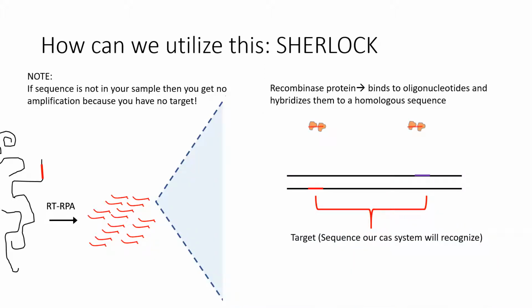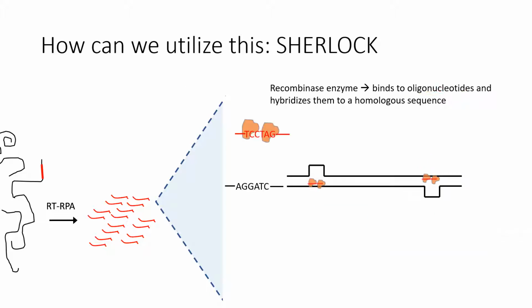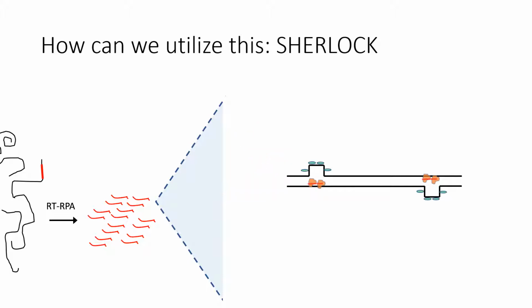So we have this recombinase protein that binds to oligonucleotides. This is what we feed it. These are the primers, made to target a homologous sequence. They will bind because of that homology from the nucleotides we provide. The recombinase protein causes a bubble and allows those primers to go there. Single-stranded binding proteins help stabilize this bubble, and then DNA polymerase can amplify this.